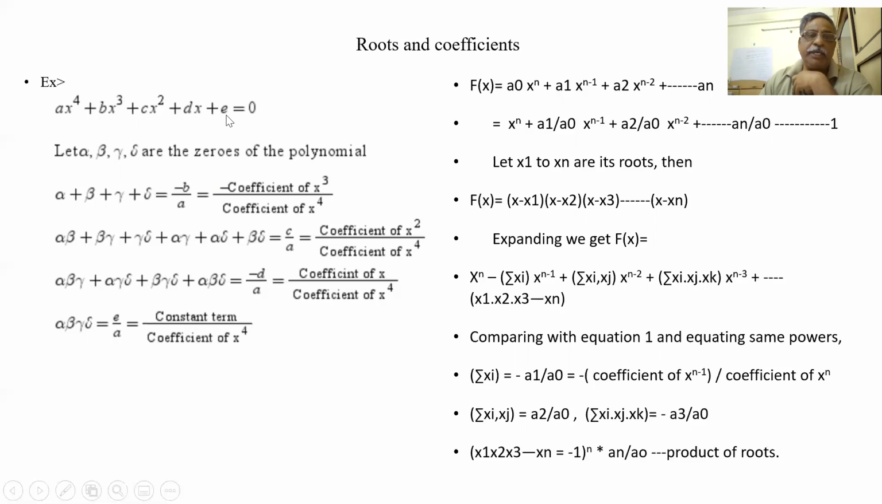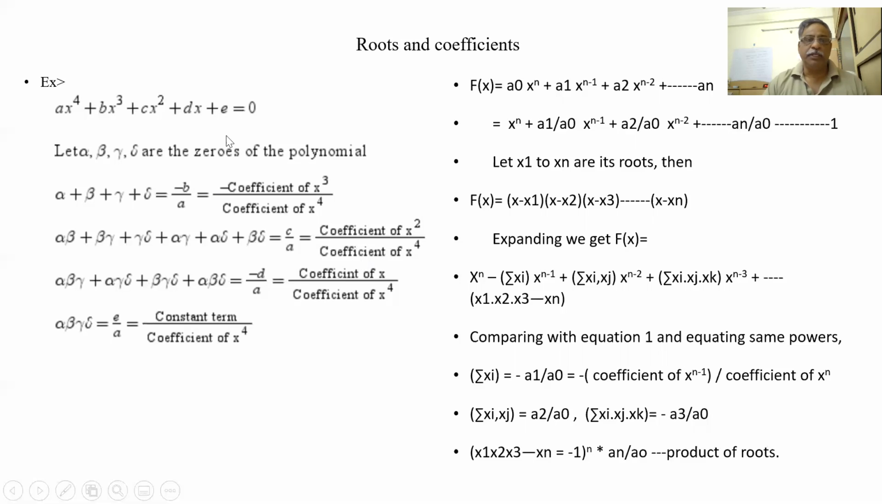So what is e by a? e by a is the product of the roots. So alpha, beta, gamma, delta is e by a. What is 2 roots taken together? The sum of products of 2 roots taken together: alpha beta, beta gamma, gamma delta, alpha gamma, all the combinations. 4C2. What is 4C2? 1, 2, 3, 4, 5, 6. 4 into 3 by 2. So 6 terms will come in 4C2. So that is c by a. This is plus. This is minus b by a. This is plus c by a.